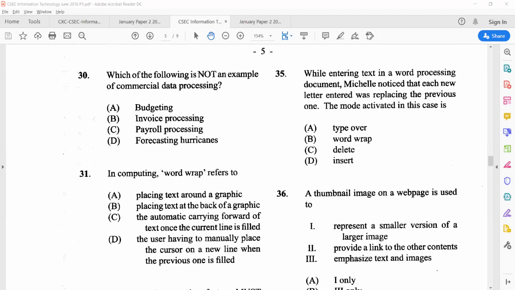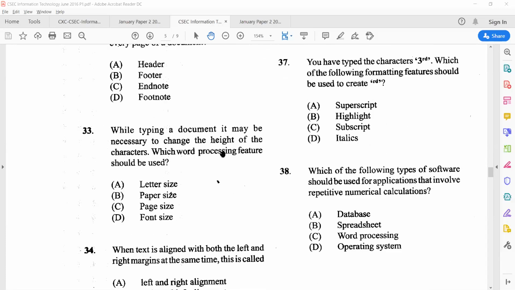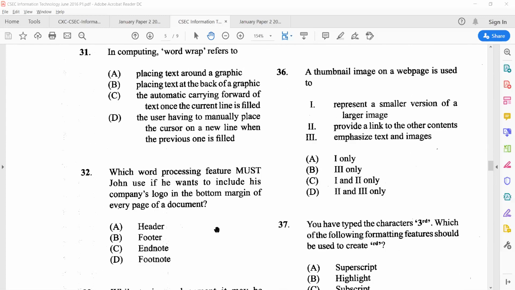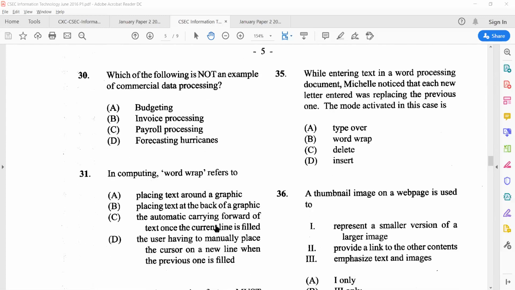Okay, what that simply means is generally when you have text in a document, you put the cursor before some text and you start typing, it will push the existing text lower down the line. If you have type over activated, it's actually going to, well, literally type over or replace the existing text. So what was 34? 34 was C, justify. Okay, and 35 is A, type over.